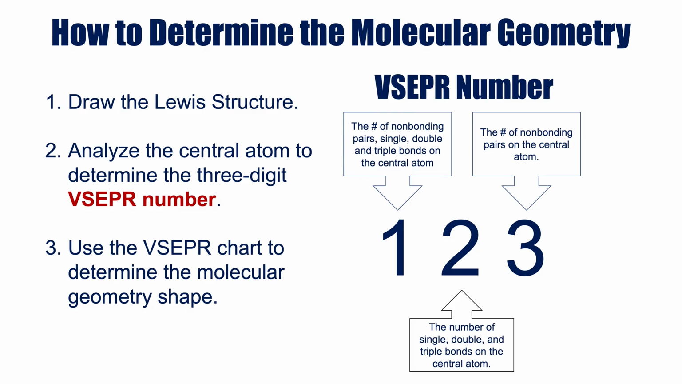So the 3-digit VSEPR number, the first number is going to be the total number of electron domains. So the number of non-bonding pairs, single bonds, double bonds, and triple bonds around that central atom. The second number is going to be the number of single, double, and triple bonds. And then the third number is going to be the total number of non-bonding pairs around that central atom. So if you take the second number and the third number and you add them together, they should equal the first number in the 3-digit code.